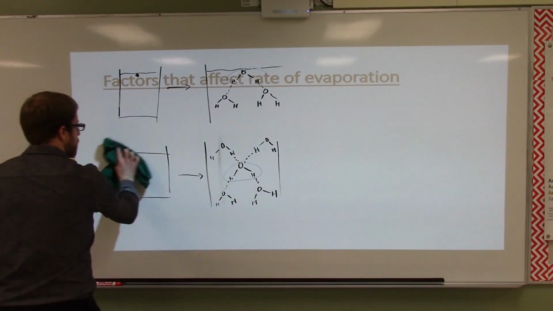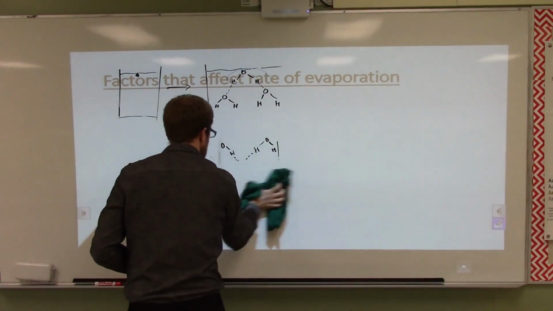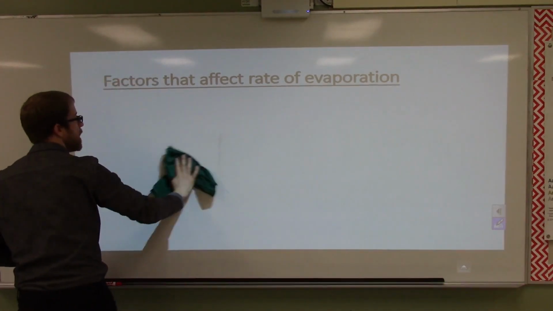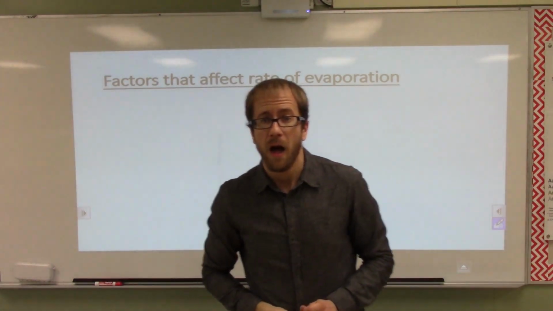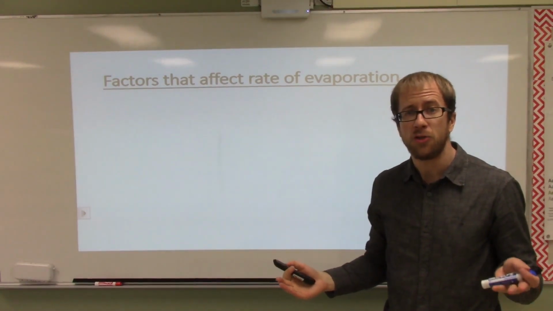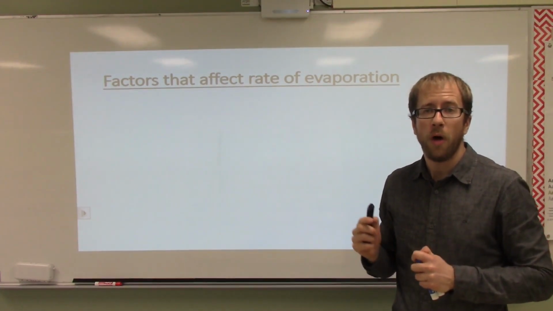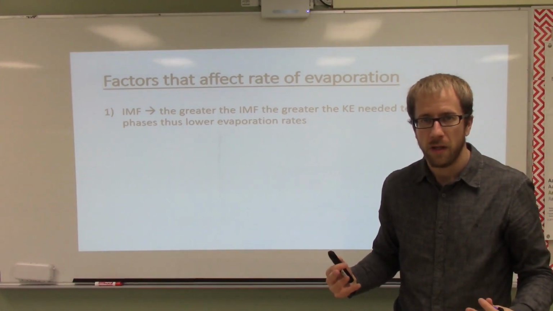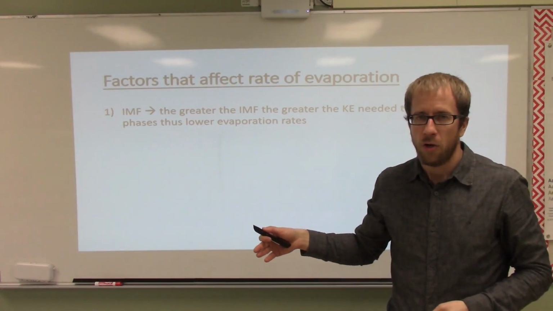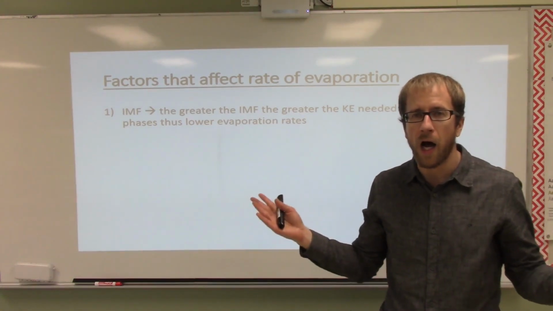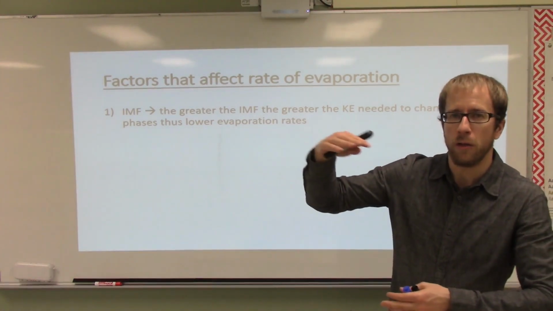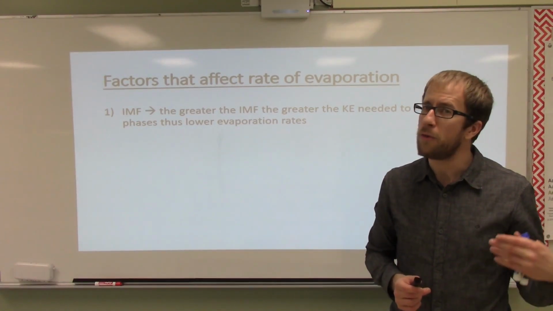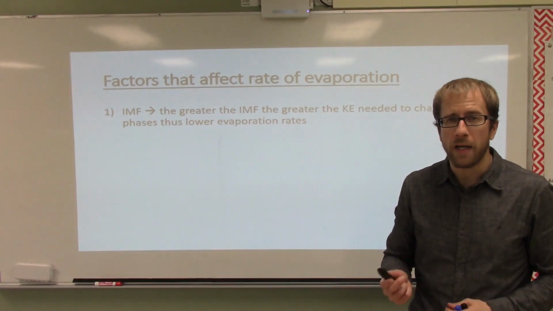Alright, so now let's explore factors that affect the rate of evaporation. I already talked about one. Actually, I talked about two. The first one is in the example I gave you in relation to octane versus water. So IMFs have an impact on your rate of evaporation. The greater your IMF, the more kinetic energy is required to overcome those forces, and thus the lower your evaporation rate. My more volatile substance, the one with a greater rate of evaporation, is the one that has lower IMFs.